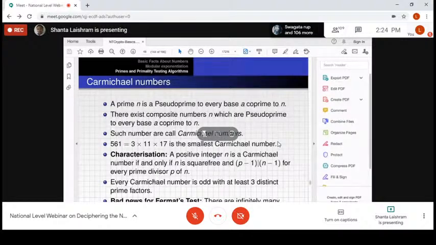It's not that easy. Because of the existence of Carmichael numbers, we have bad news if you want to use the Fermat test. There are infinitely many Carmichael numbers. So if you are given a Carmichael number, the Fermat test may tell you that it's a prime, but in practice these are not prime. So it's not that good an algorithm in that way.